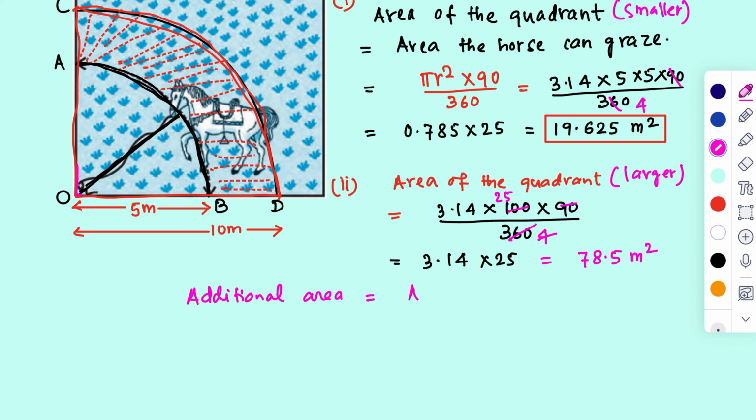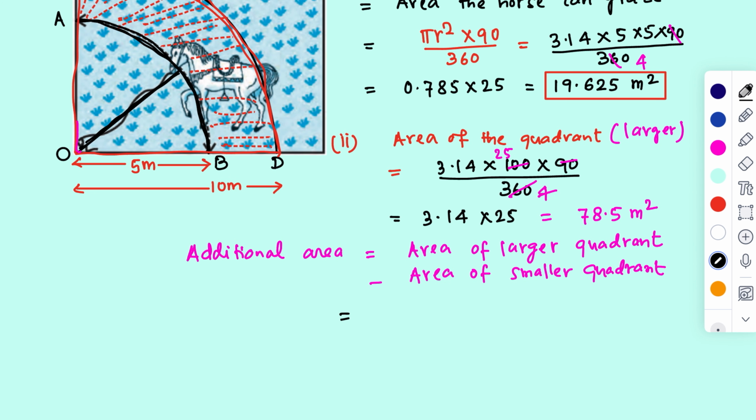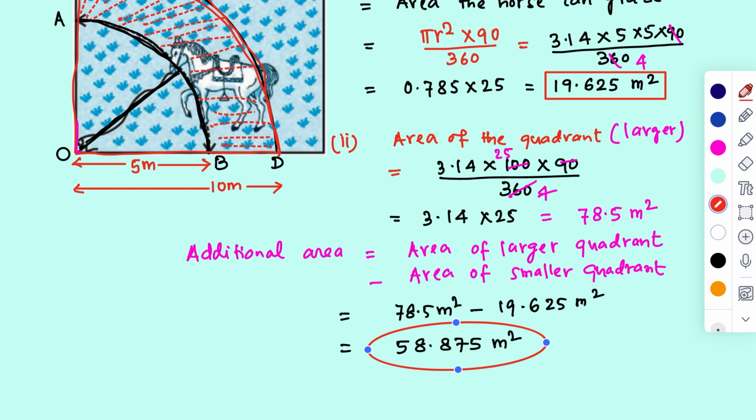The additional area will be equal to area of larger quadrant minus area of smaller quadrant. So this will be equal to area of larger quadrant is 78.5 meter square minus 19.625 meter square, which is equal to 58.875 meter square. This is the additional area the horse can now graze.